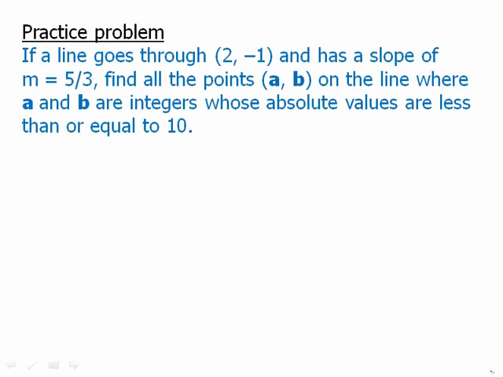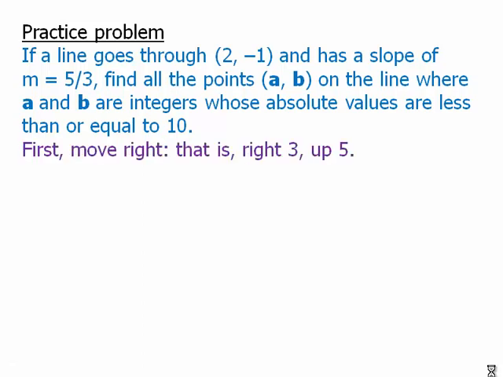Here's a practice problem. Pause the video and then we'll talk about this. Okay. If a line goes through the point (2, -1) and has a slope of m equals 5/3, find all the points (a, b) on the line where a and b are integers whose absolute values are less than or equal to 10.